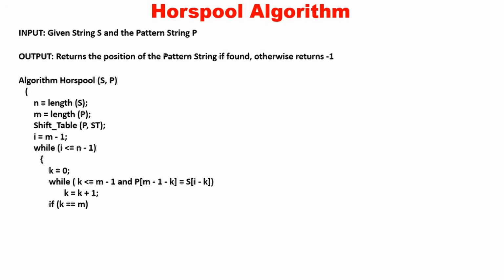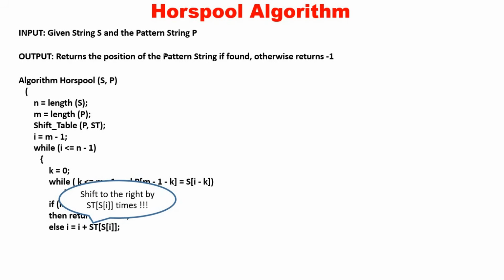Yes, fine, no problem. So when you come out of the while loop, if K is equal to M, meaning all the characters have matched, therefore K is equal to M. So when K is equal to M, it means the pattern is found. Very good. Return the position of the pattern, I minus M plus 1. Otherwise, if K is not equal to M, meaning somewhere there was a mismatch of the characters, therefore I has to be incremented. I has to be shifted to the right by how much?